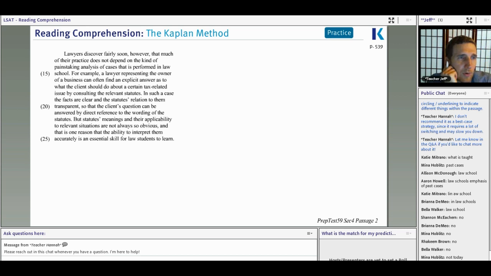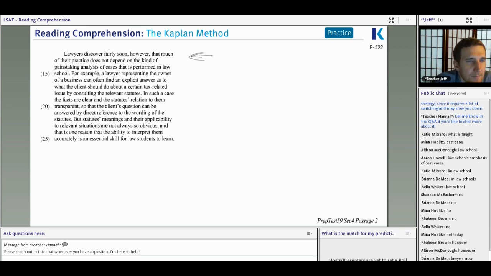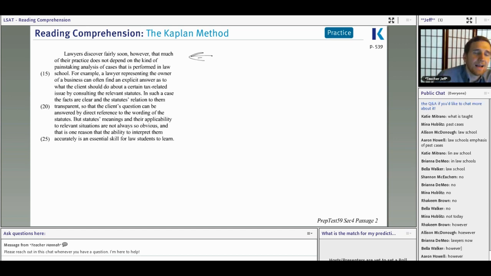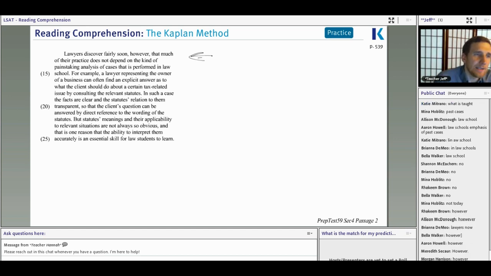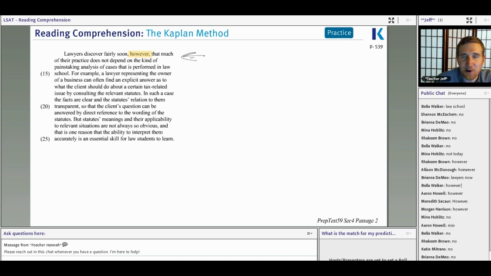Okay, paragraph 2. What happens? What do you notice in terms of key words in the very first sentence? However, boom, right now, considering the author was just talking about law schools and what they currently do, are you shocked to see the author give us a however? Is that surprising to you? I'm sure you expected this, okay? So what is this part about? Because notice this is the author contrasting something, so we should be slowing down.